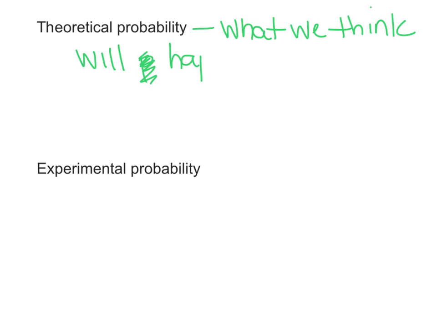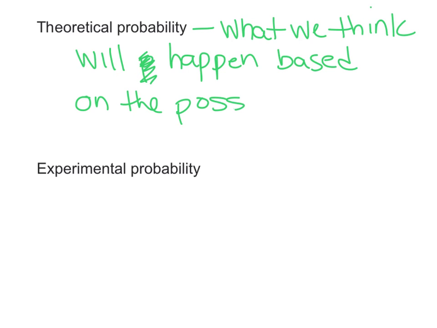Will happen based on the possible outcomes. And I will show you some examples of this in just a second after we get the definitions down. So theoretical probability is what we think will happen based on the possible outcomes. So I always think theoretical, think, okay?